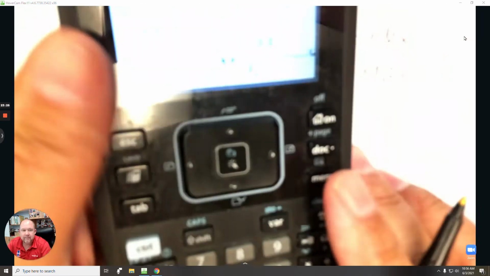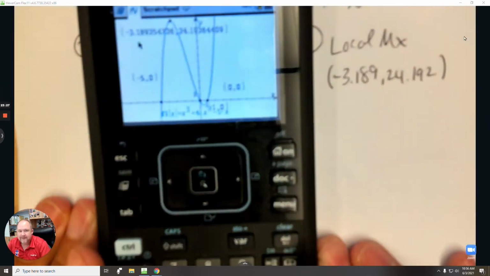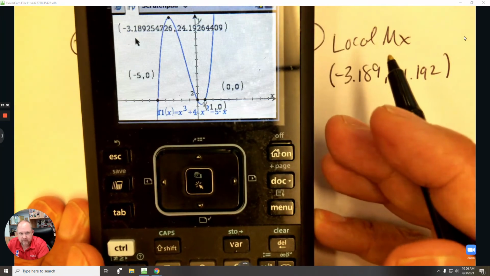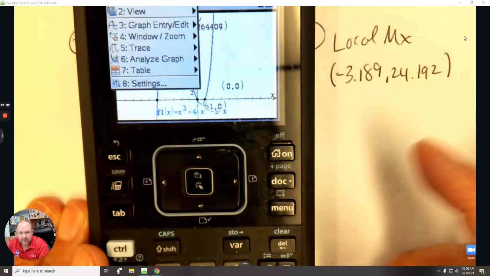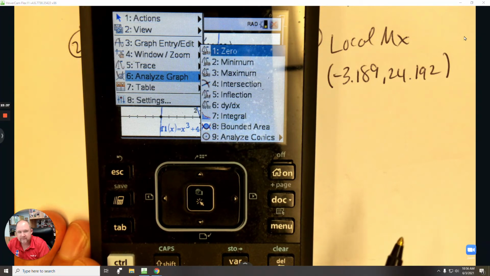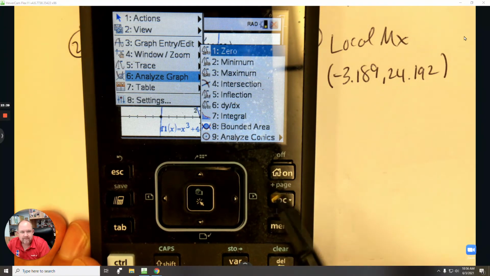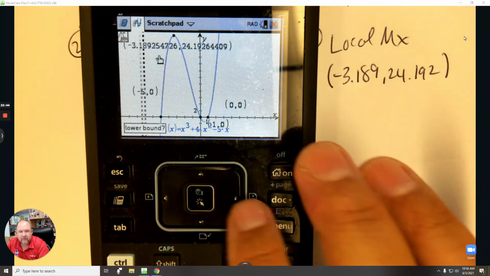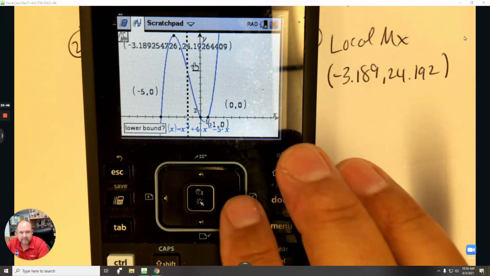To find the minimum point, back to our calculator, the minimum would be this bottom turning point right here. So again, we're going to press Menu, press Analyze, and Minimum, that's number 2. And again, we're going to move it to the left and to the right.